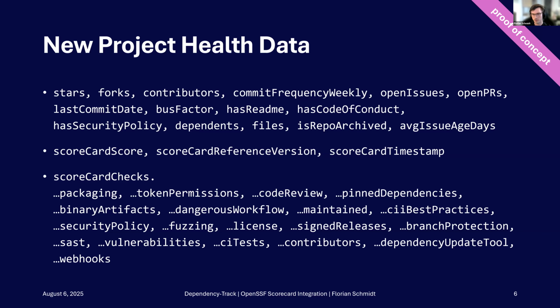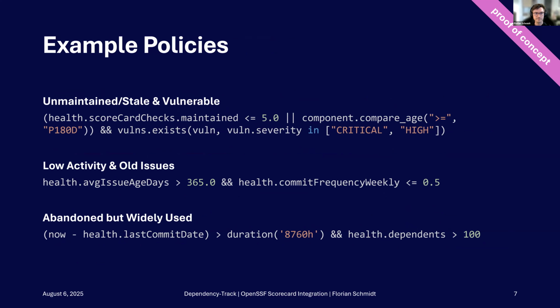And I promised some policies, and I also have some with me. Let's go through these 3 examples quickly to get an idea of what you can do with that data. So first of all, the one called unmaintained, stale, and vulnerable, represents precisely this idea we discussed earlier. You have a project that scorecard deems to be not very well maintained or is fairly old, so older than half a year, and has a vulnerability that has a high or critical severity, which would indicate something is going on in that project.